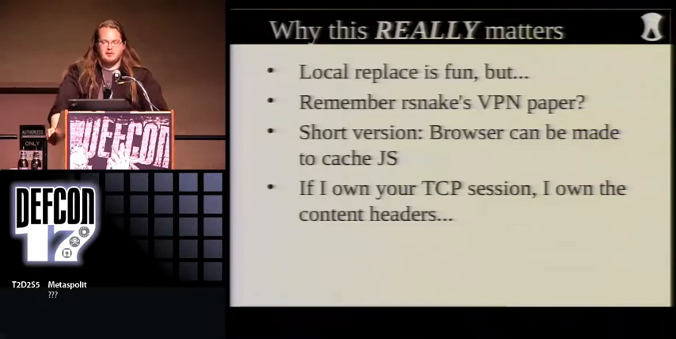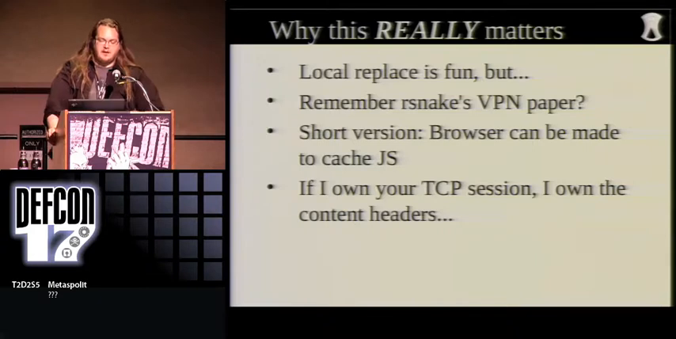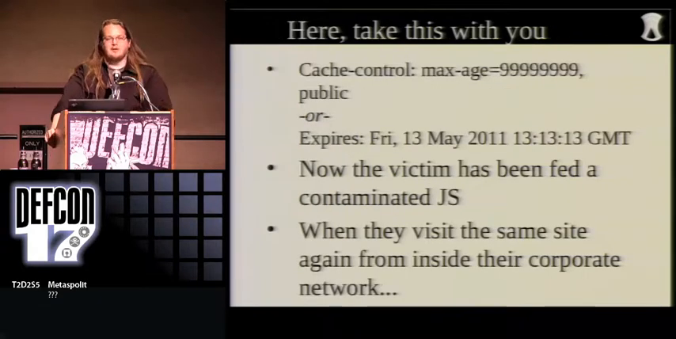So this really matters, because local replace is fun, but who here read RSnake's VPN paper a couple weeks ago? Hands, anyone? Not nearly enough people. You need to go read this. Short version is, you can fake out the browser, and if you can replace the TCP stream, you can tell it to cache JavaScript. If I own your TCP session because of Wi-Fi, I own your HTTP content headers. When I own your content headers, I can tell you, cache this file for 10 years.